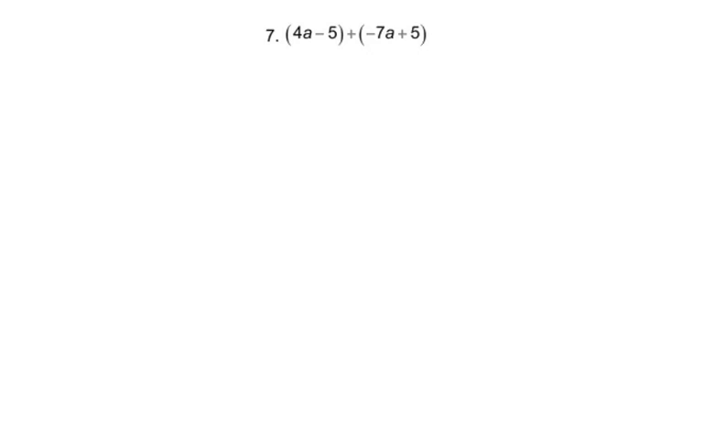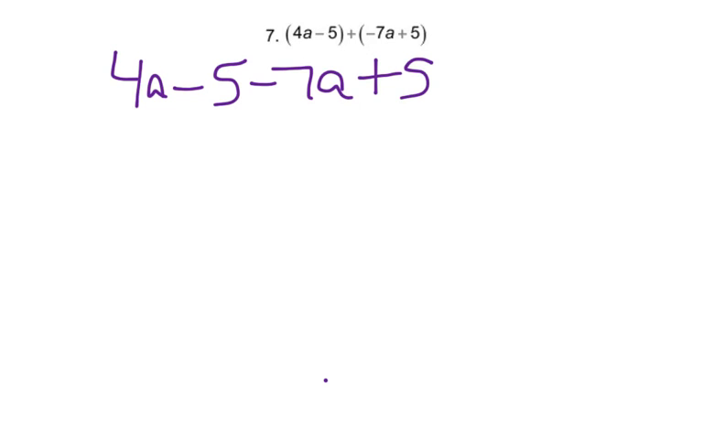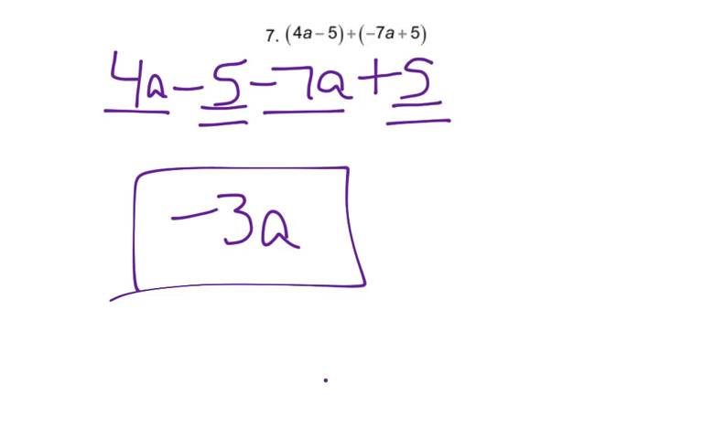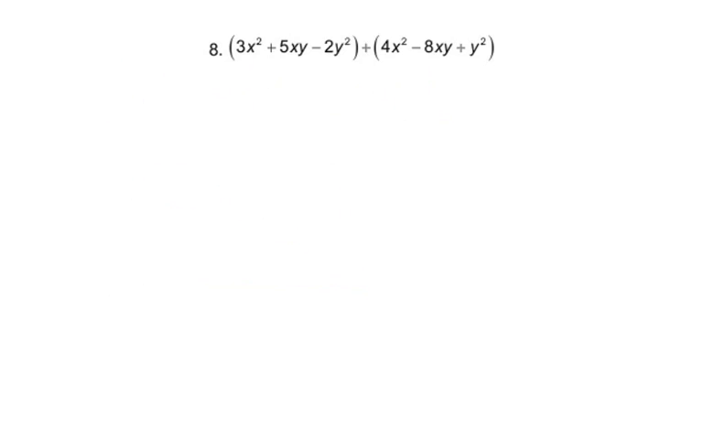Once again, there's a plus, so the parentheses do nothing. 4a minus 5 minus 7a plus 5. 4a minus 7a is negative 3a. Negative 5 plus 5 cancel, so there's your answer. Plus means it's not doing anything. If you can keep straight of what you're doing without rewriting it, that's okay.